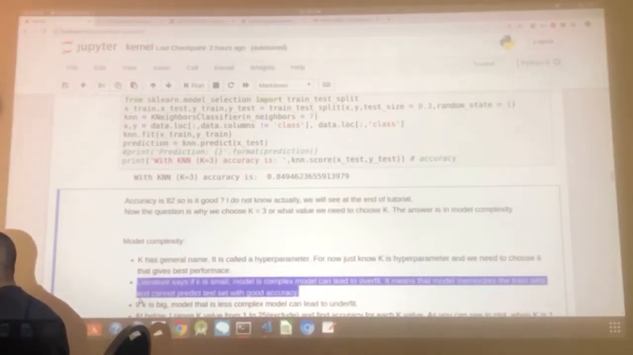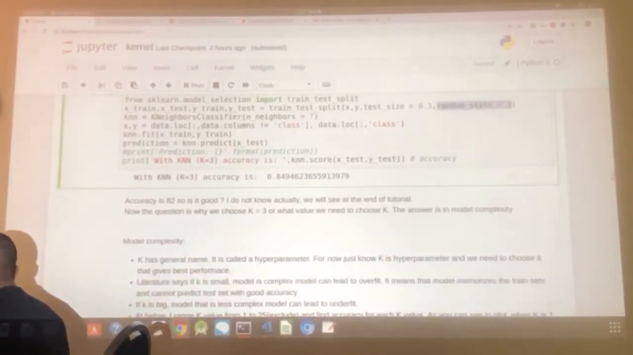The test size. This is something quite interesting. What does this thing do? So, random state 1. I'm going to explain what this thing does. Some of you can Google it.